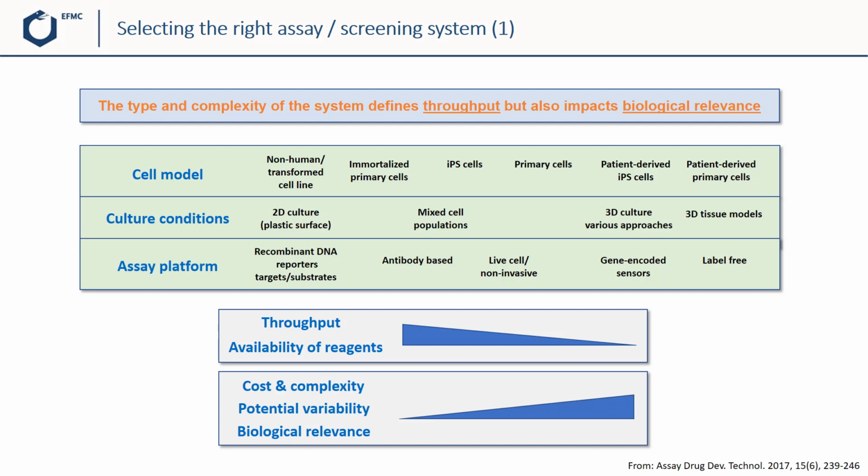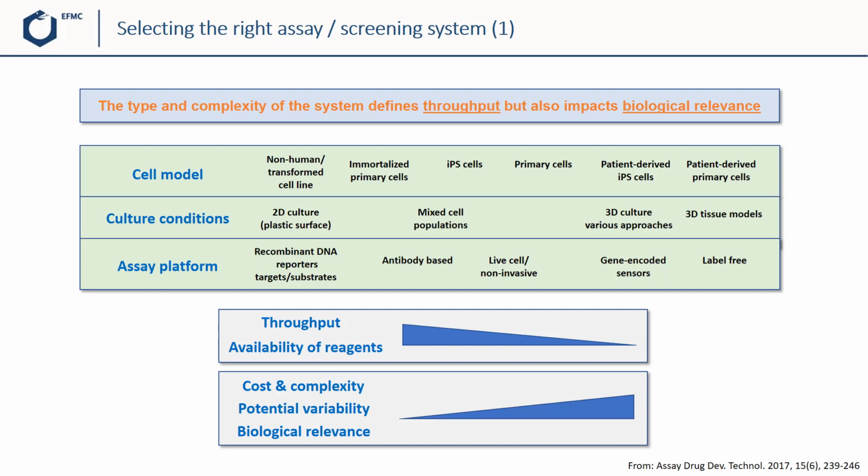As such, looking at the table here, simple cell systems on the left are easier to handle, cheaper, and often more readily available than, for example, patient-derived primary cells listed on the far right. But these might actually, on the other hand, give you that aforementioned higher biological relevance. The readout, however, might come with more variability.